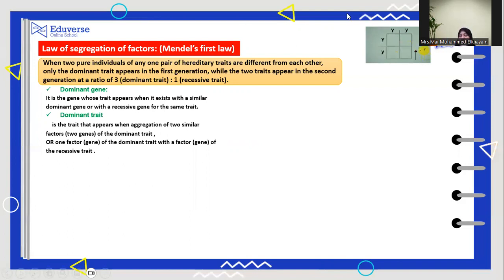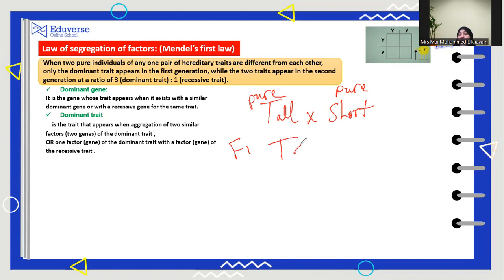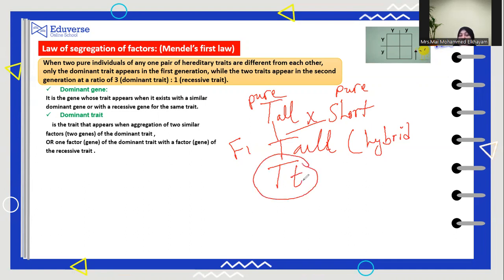Let's apply this concept. Again, if I have tall stem with short stem, tall crossed with short. This is pure tall, and this is pure short. In the first generation, we all know that all of them will be tall, but it is hybrid. What is the meaning of hybrid? Yani it is made of one factor you got from the father, one factor you got from the mother, so it is T capital with T small. So if the two factors here are different, they are heterozygous. T capital with T small.